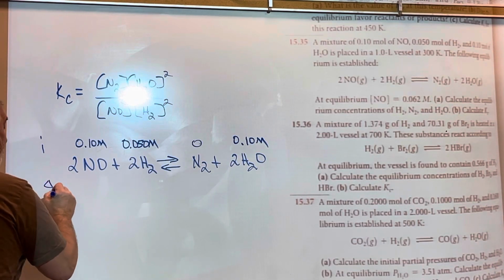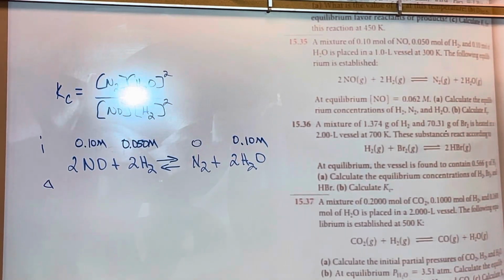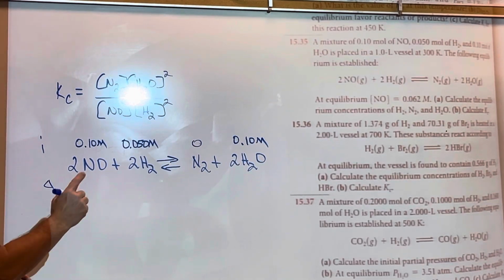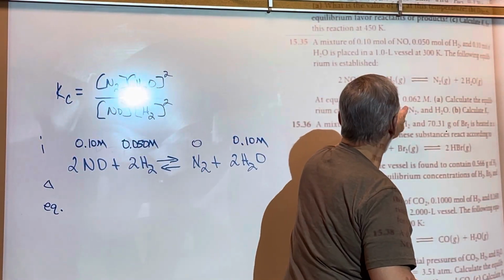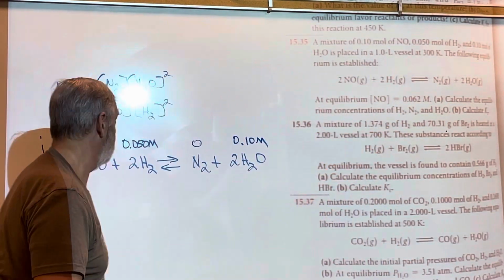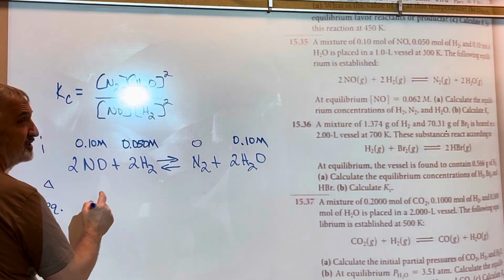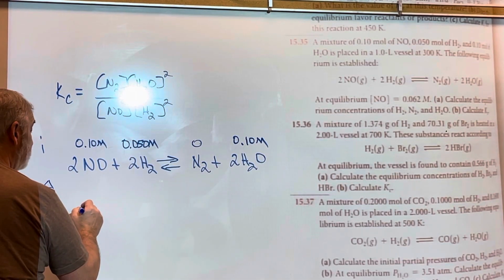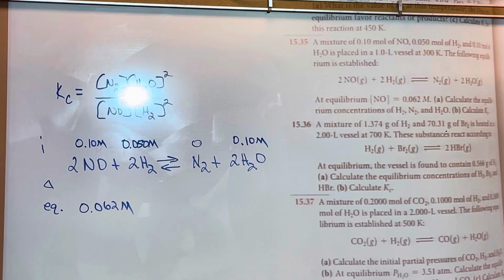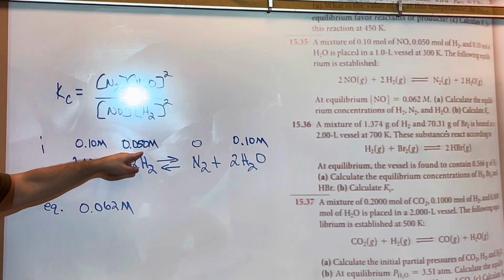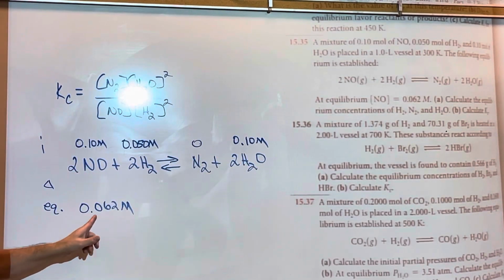So initial, how much of it's going to change? Well, we don't really know, but it does tell us that at equilibrium, the NO is 0.062. At equilibrium, the NO, now you can go turn it off. Okay? Is 0.062 molar. Okay? Yeah, just close out of the whole thing. Alright, so initially we're here. This is what got put in initially. And at equilibrium it says that we have 0.062.